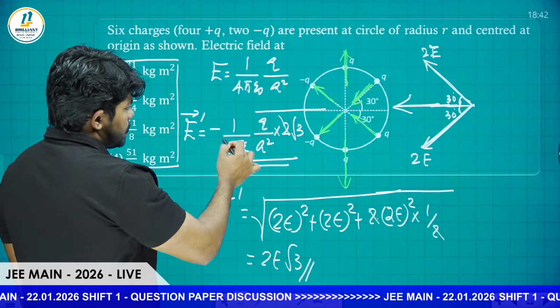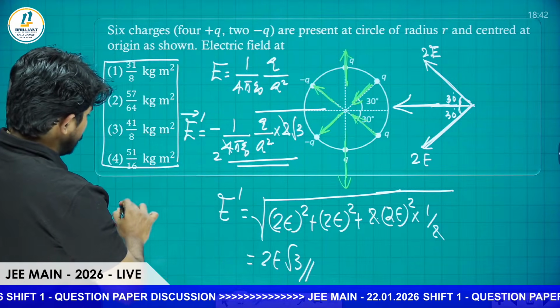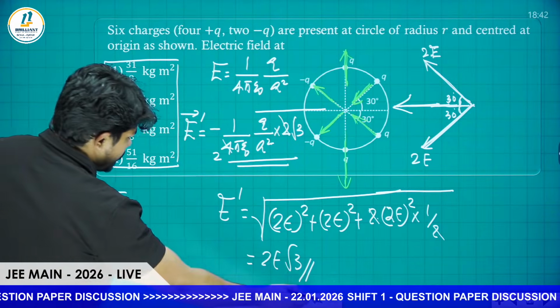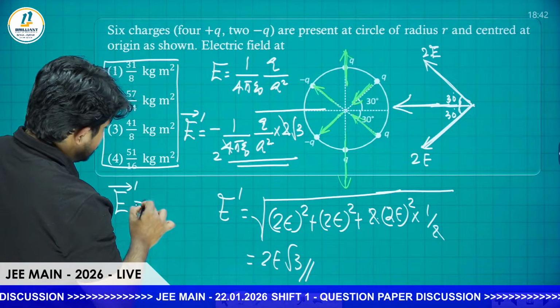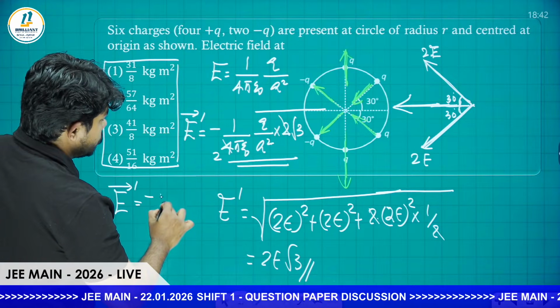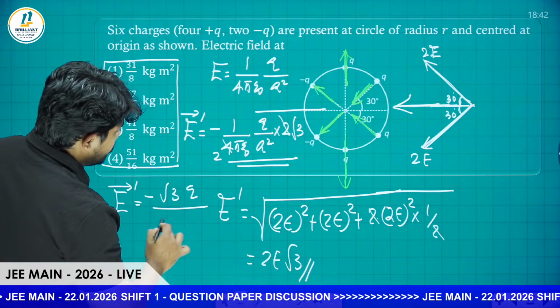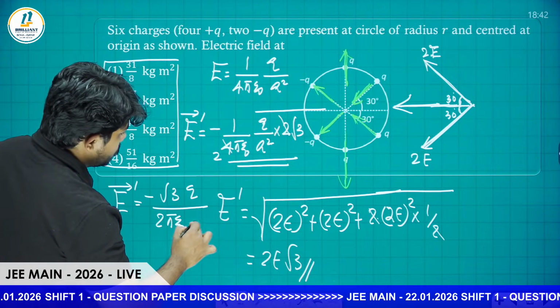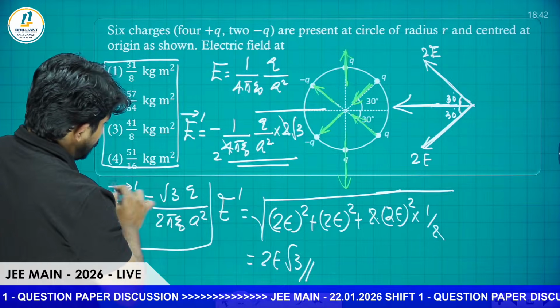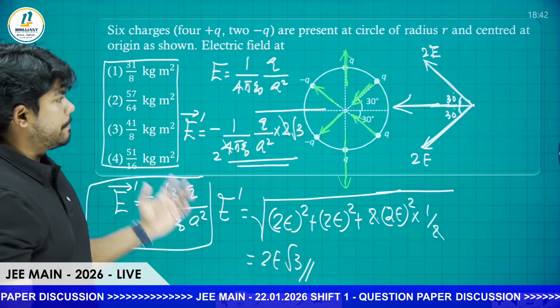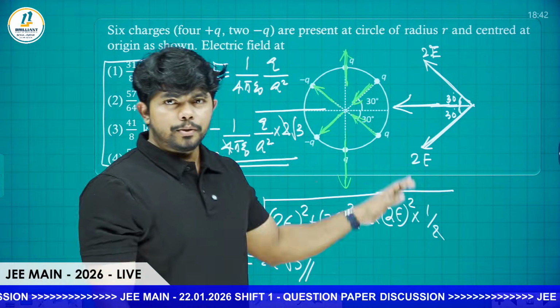So this will be our answer. I think in the option it was given like this: vector E dash is given as minus root 3 q divided by 2 pi epsilon 0 a square. This was, I think, the correct option. Okay, so this is also a doable question.